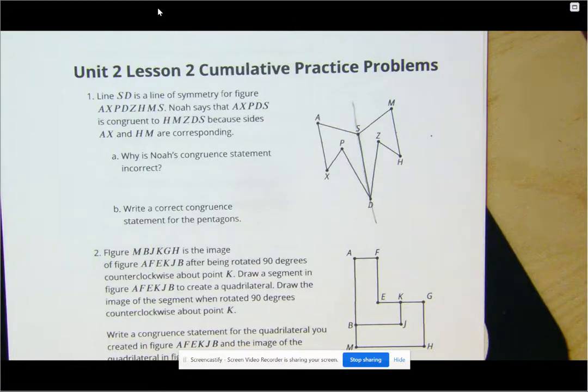Hi, everybody. It's Miss Austin, and I'm going to be going over the Unit 2, Lesson 2 practice problems that were assigned for today's homework. And we're doing 1 through 4.